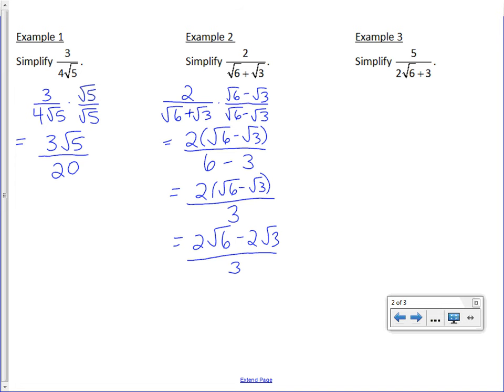Okay. So for the last one, 5 over 2 root 6 plus 3. So what am I going to be multiplying numerator and denominator by this time? 2 root 6 minus 3. Good. You need it to be same, opposite sign, same for it to work. Okay?